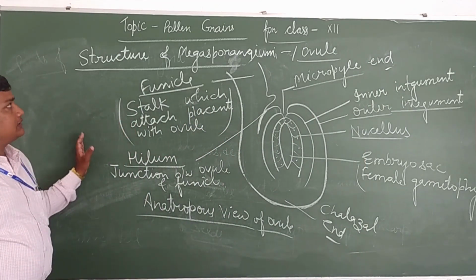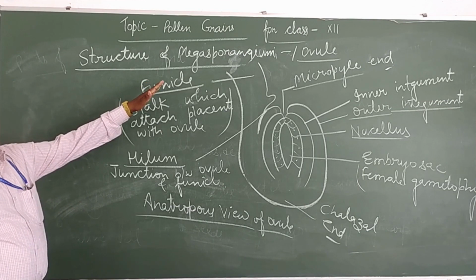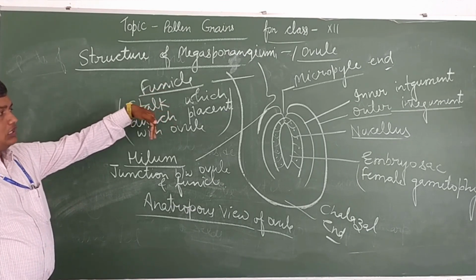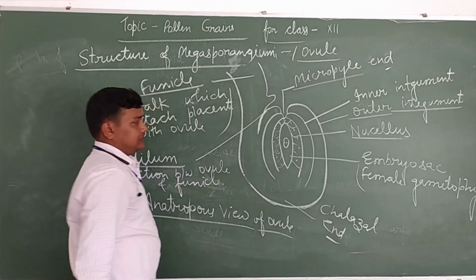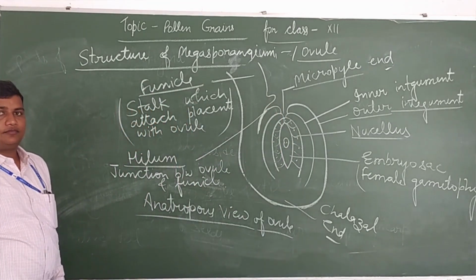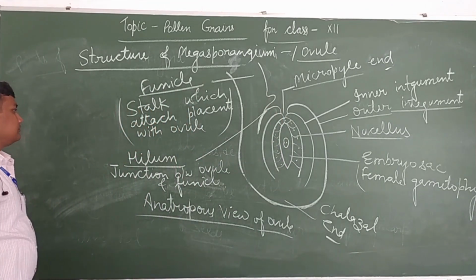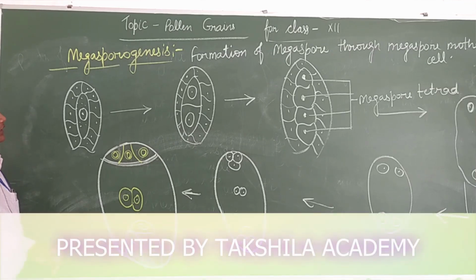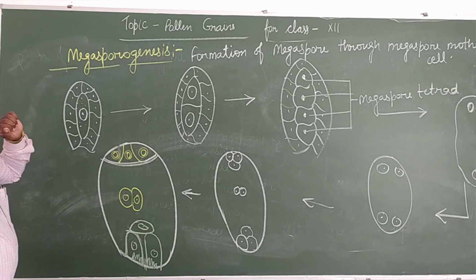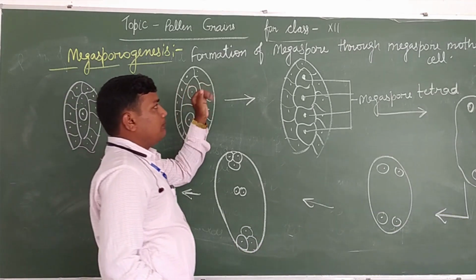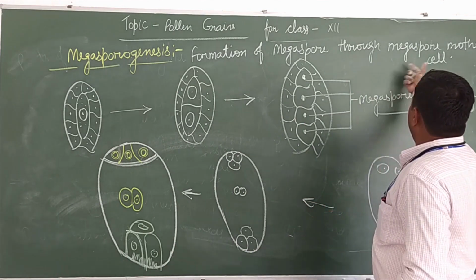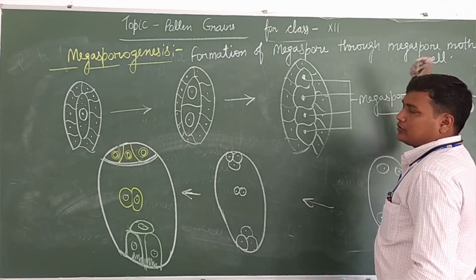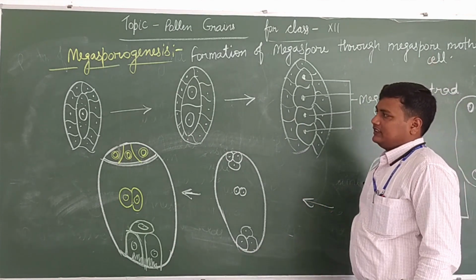Okay students, so go through the structure of megasporangium or ovule. Our next part is megasporogenesis. Okay students, now see the megasporogenesis. Megasporogenesis is the formation of megaspore. Formation of megaspore from the megaspore mother cell is known as megasporogenesis.